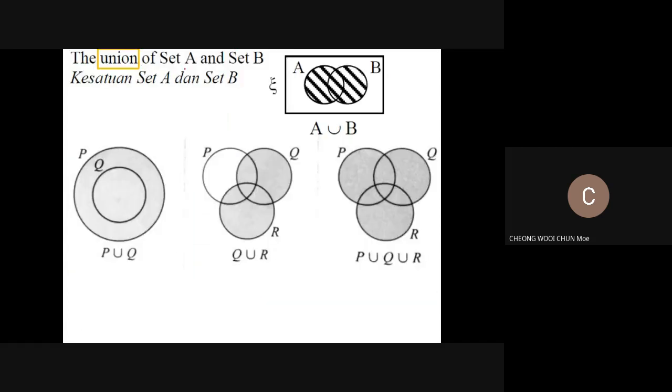Then the union of set A and set B. Before that you learned intersect, this one, and then the complement is this one, which is outside. Union means everything. So A union B is all the A and all the B. P union Q is all P and Q. Q union R is all Q and R. P union Q union R is all P, all Q and all R.